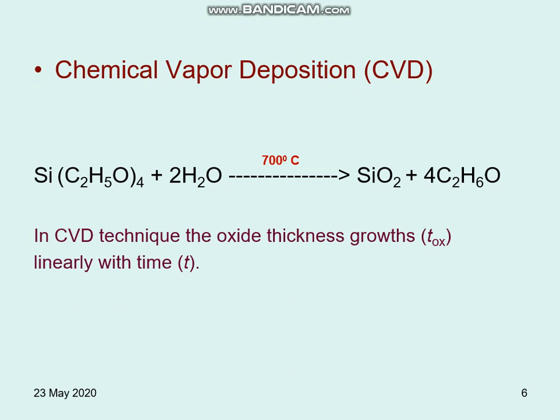We call it chemical vapor deposition. A very, very important topic. The chemical vapor deposition actually happens with the addition of 2H2O, that is Si(C2H5O)4 plus 2H2O.